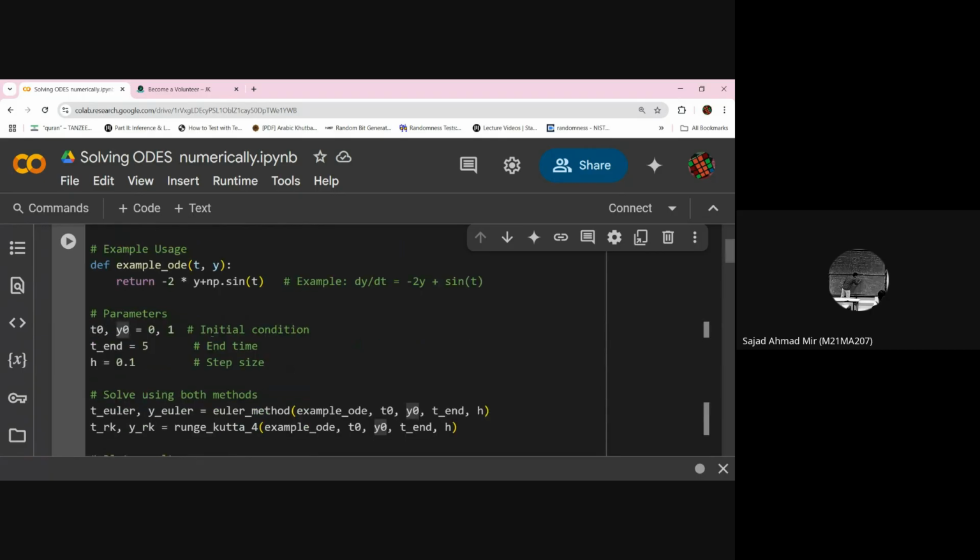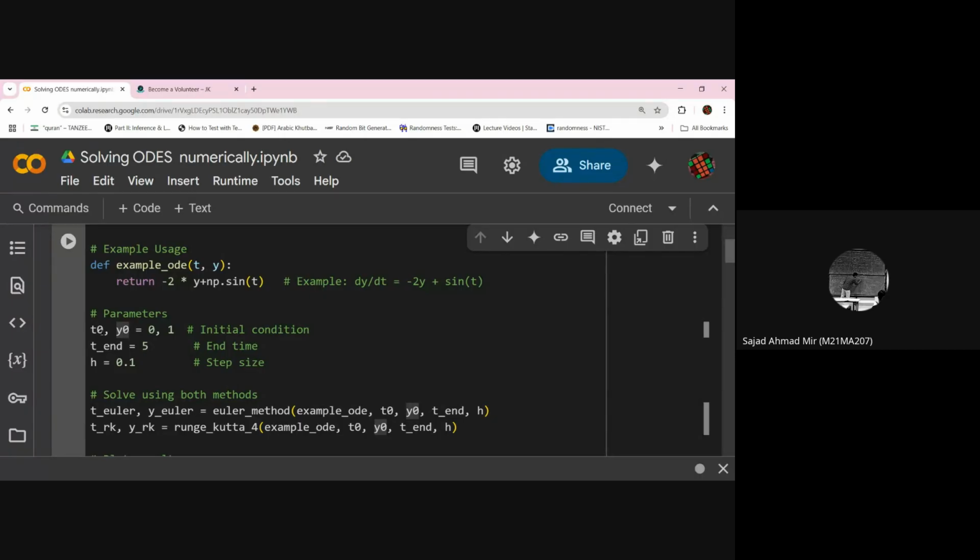Now I am defining my ODE. Let's say this is my first order ODE, dy/dt is minus 2y plus sine of t. This is your f now. So this is my example ODE, which depends on variables t and y. We are just storing the right hand side of the first order ODE, that is your two variable function f.